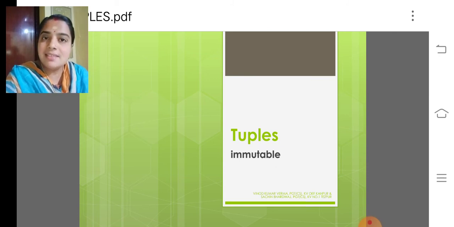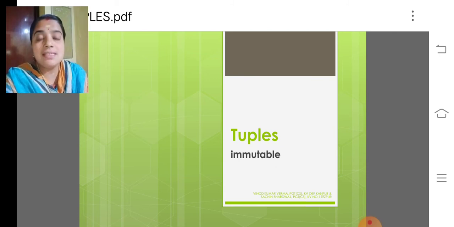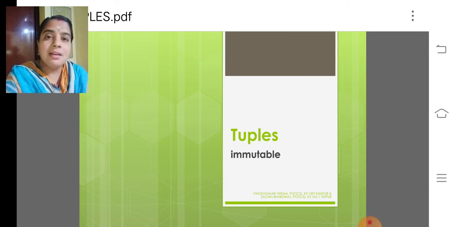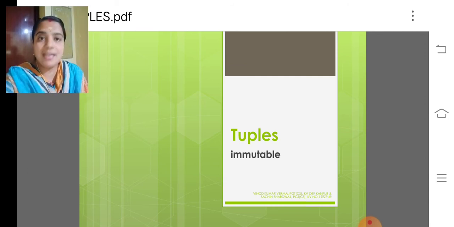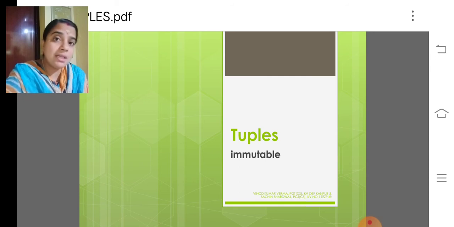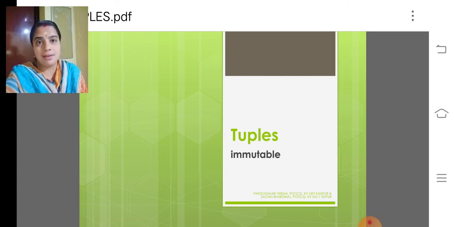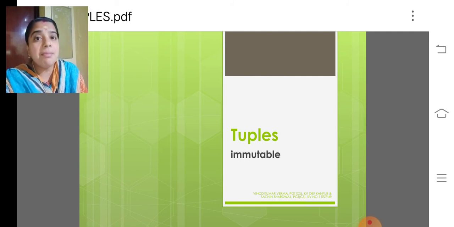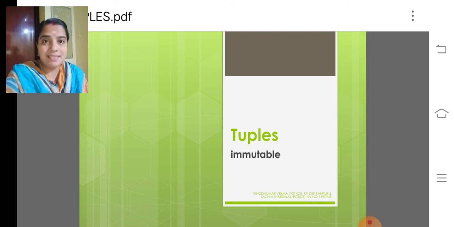My dear children, this is the next chapter, that is tuples. What do you mean by tuple? I already discussed in the data structure, in the data types. There are two types of data types, mutable and immutable. The tuple data type comes under immutable data type. Let us discuss in depth about tuples.